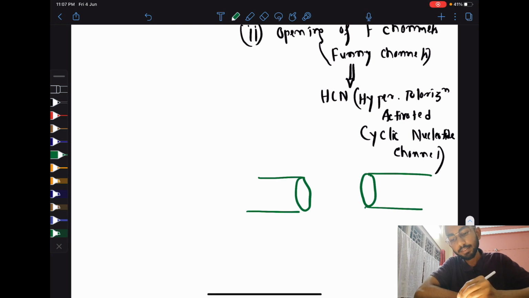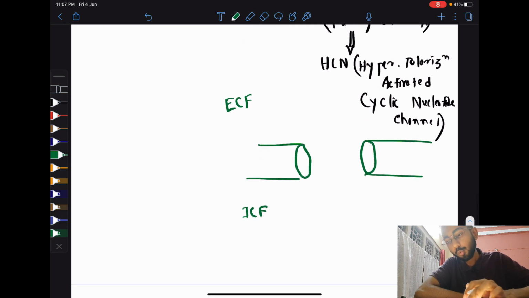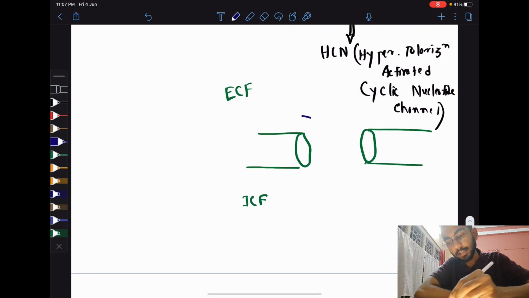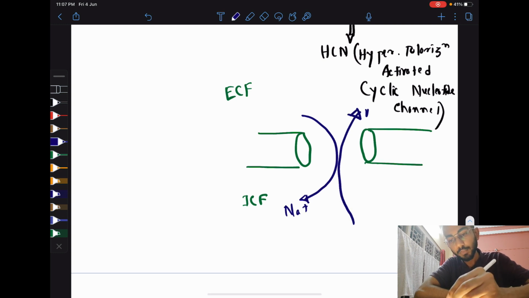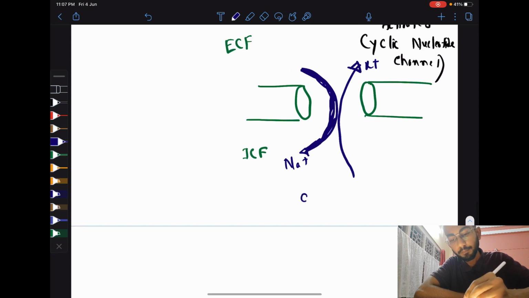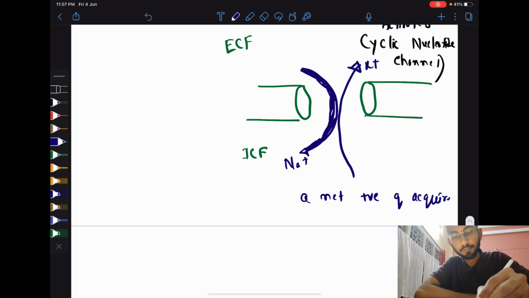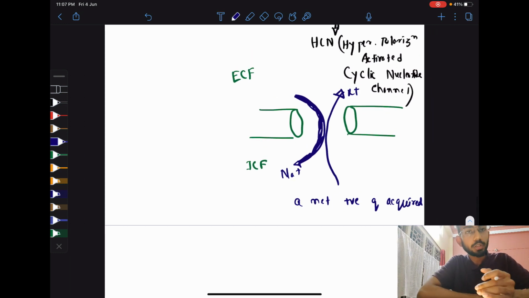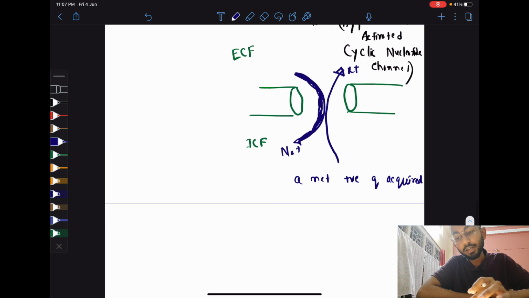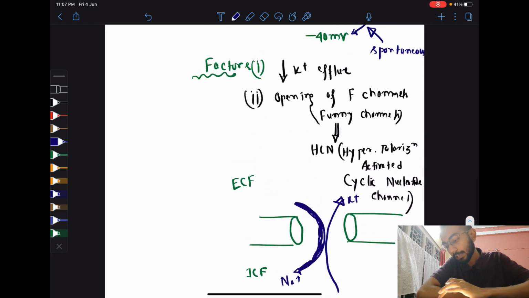Let us consider this is the HCN channel, this is the extracellular fluid, this is the intracellular fluid. Now what happens in this HCN channel or funny channel is that influx of sodium ion is seen and efflux of potassium ion is seen. But this influx of sodium ion overrides the efflux of potassium ion, right? So there is what? A net positive charge is acquired, isn't it? More sodium ion is coming as compared to that of potassium efflux, so a net positive charge is acquired. Even in the case of factor number 1, what we saw is decreased potassium efflux.